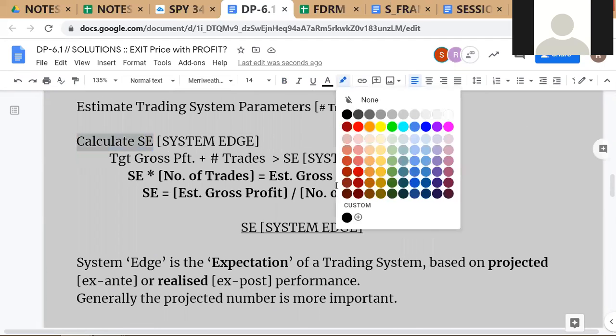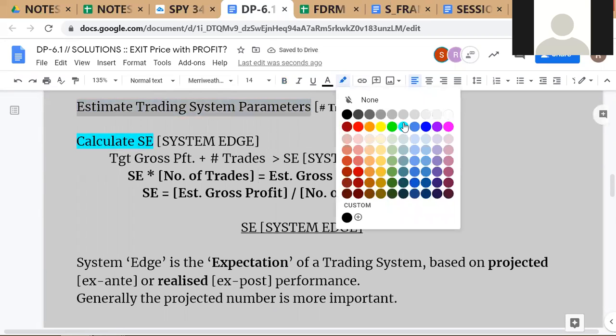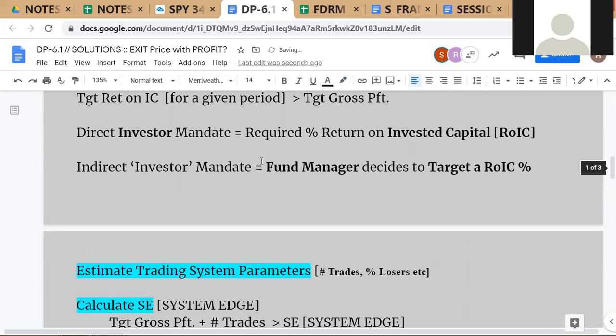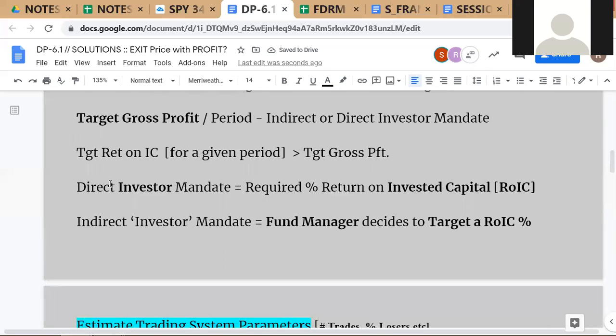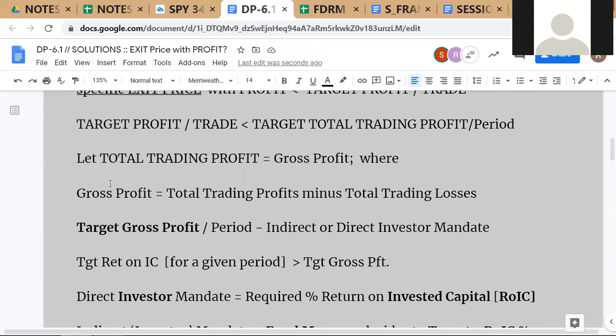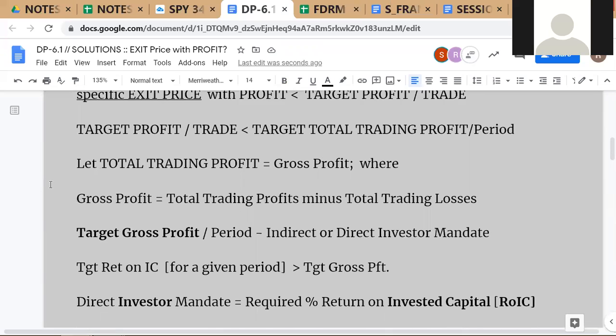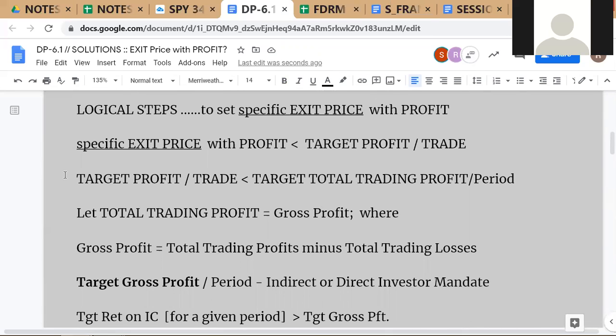Also a step. These are also steps, so we put this in blue, so that gives us the steps. Okay. Figure out the target profit per trade, which will come from the target total trading profit for the period. This will also give the specific exit price, the target profit per trade.